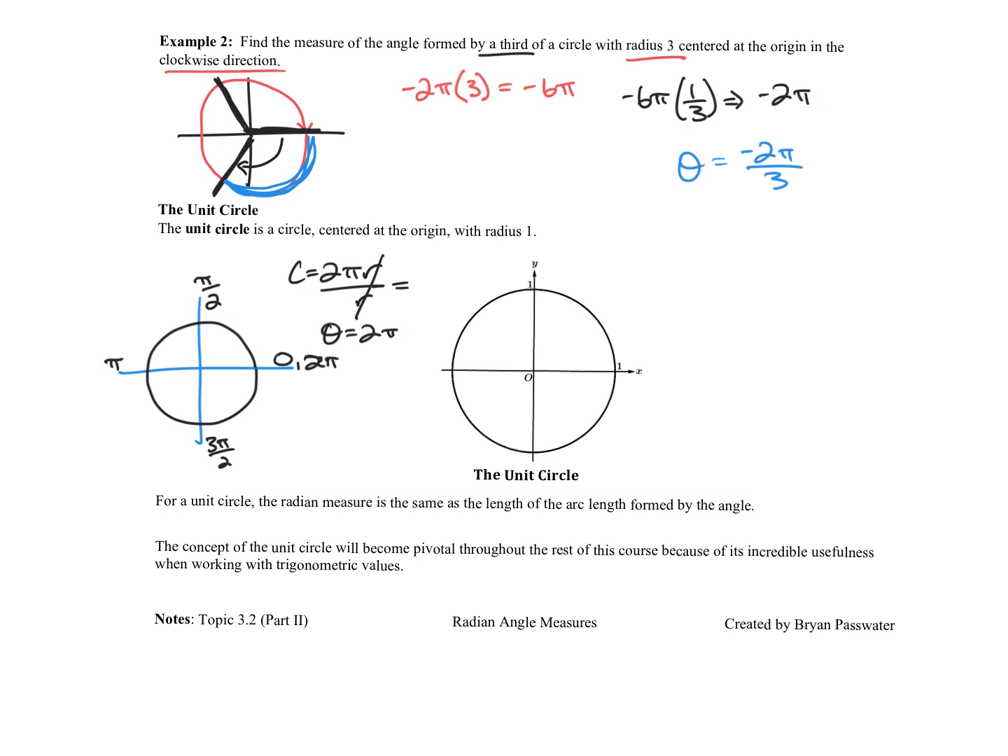Now let's talk about what a unit circle is. A unit circle is a circle centered at the origin with radius 1. For a unit circle, the radian measure is the same as the length of an arc formed by the angle. The concept of the unit circle will become pivotal throughout the rest of this course because of its incredible usefulness when working with trigonometric values.